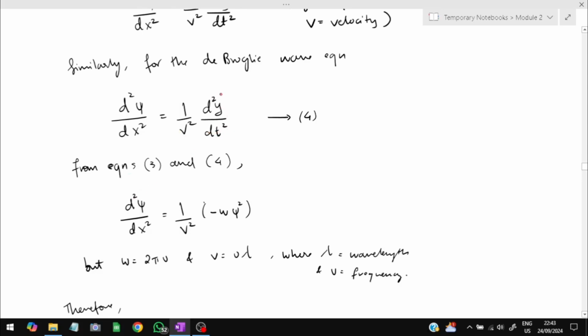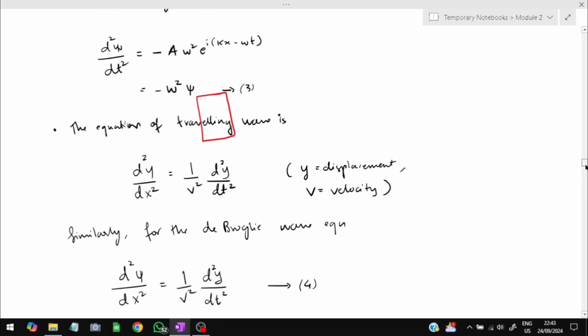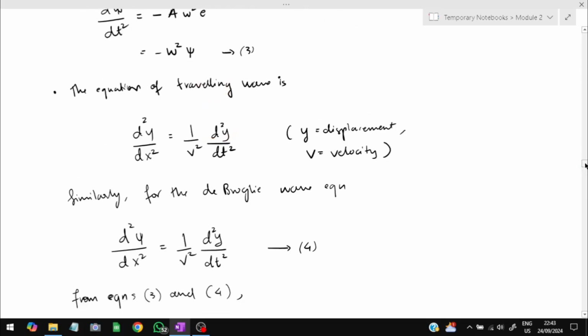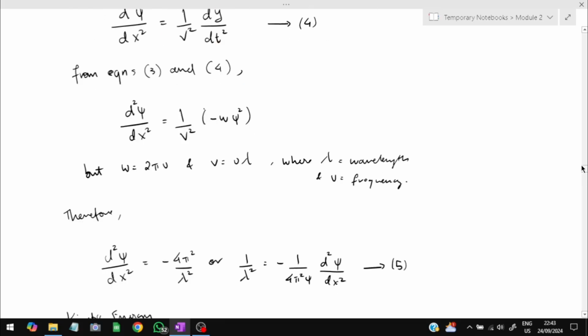sorry, we are trying to substitute this part here. Okay, d square y by dt square. What is d square y by dt square? It is equal to this one, because y is equal to the wave function. So this value we are substituting in the place of this. Okay, this value we are putting here. So what we obtain is d square w by dx square is equal to 1 by v square minus w, the wave function, square.